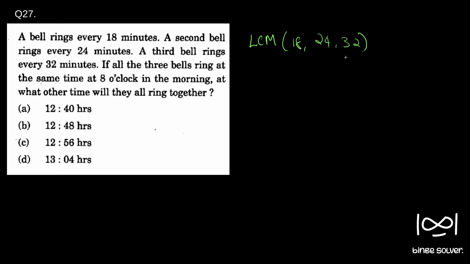So here you can see, 18, 24, and 32 are all built from twos. So the entire 32 will be there in the LCM, and here it is 6 into 4, so there is one 3 additional. Then it is 9 into 2, so there is 9 additional. So 32 into 9 is the LCM, which is 288.